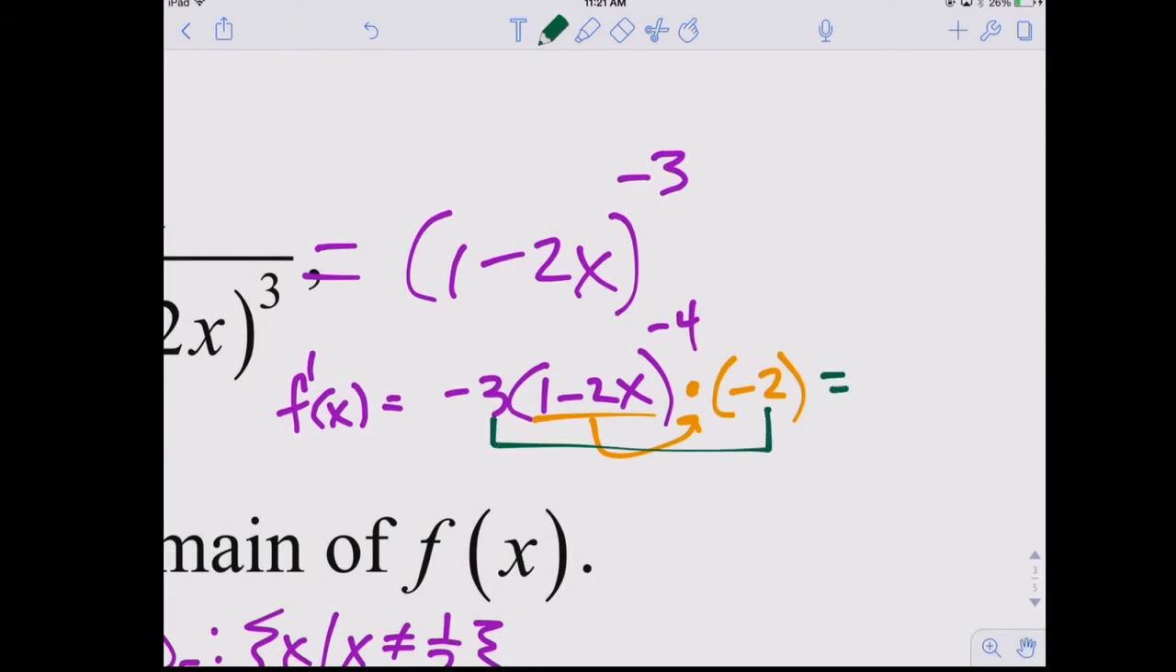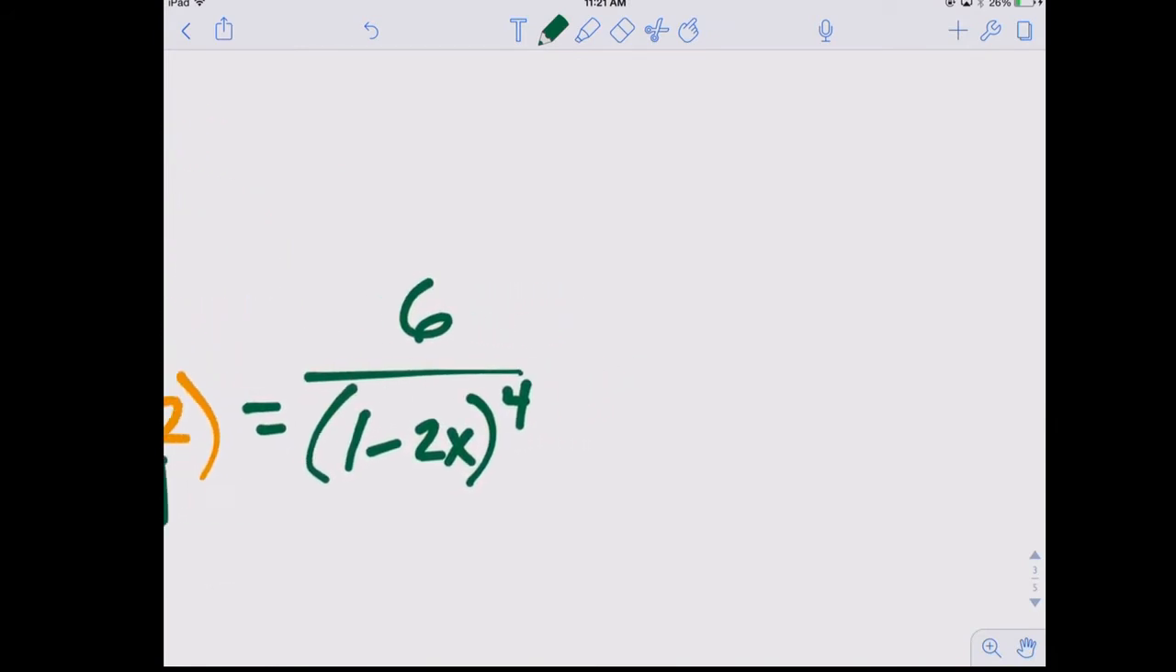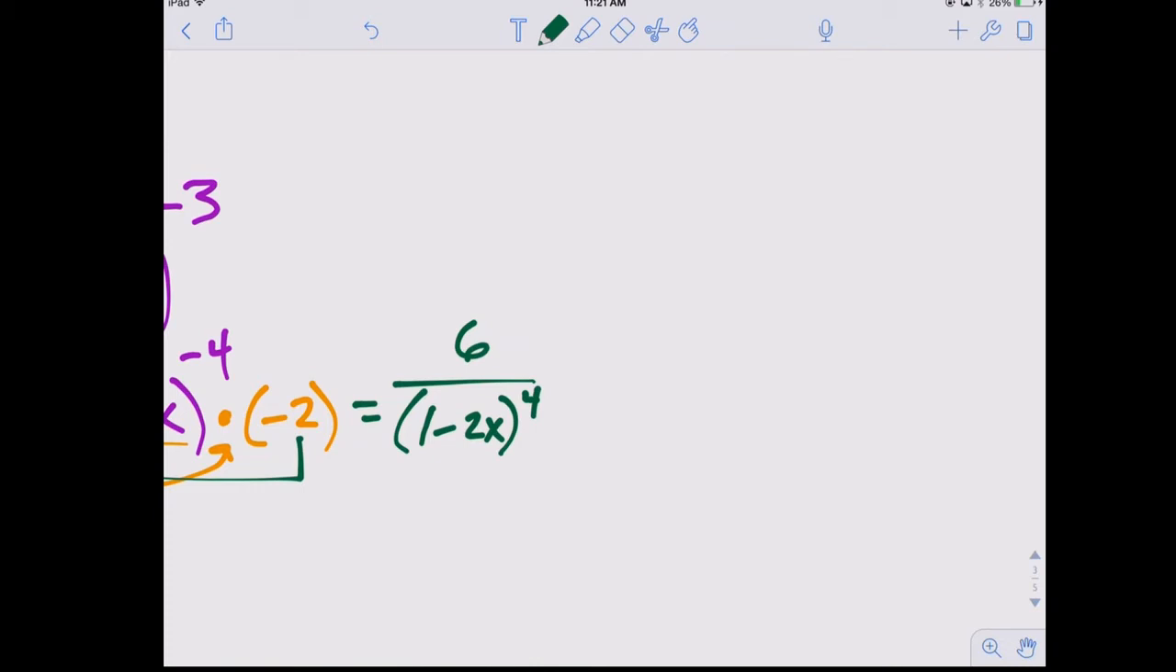Negative 3 times negative 2 is 6. And then the other factor drops down to the bottom and becomes to the 4th power. Now, what do I know about that derivative? That's what it cleans up as. The top is always a positive 6, so therefore it's always positive. And the bottom is to the 4th power, so it should also be always what? Positive. So all you have to do then is say that this is greater than 0, but for what values of x? For all x except 1/2. And again, that inverted capital A means what? For all. And you're welcome to use it, otherwise write it out. If you didn't say for all x not equal to 1/2, it's not true.